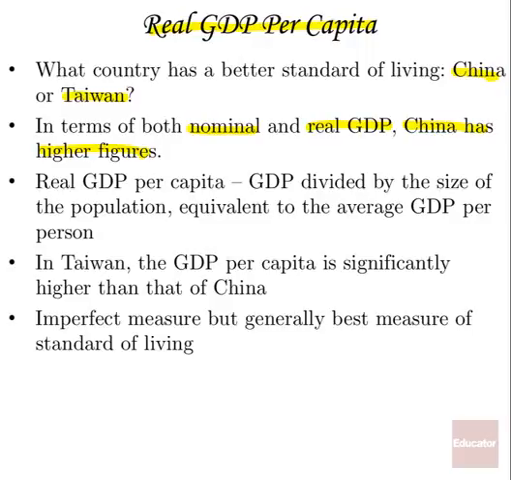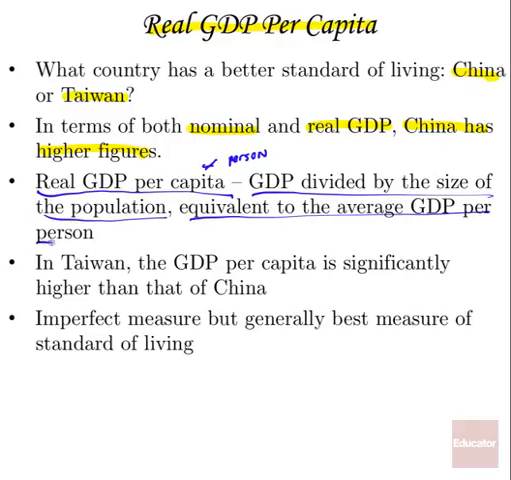However, that's not what we're looking for. We don't want to really care about real GDP or nominal GDP for that matter. We want to see real GDP per capita. So another way of saying per capita is per person. So we want to take the GDP divided by the size of the population, which is equivalent to the average GDP per person. So what do you get? Very simple look at that. Again, I don't have specific figures, but it's quite obvious. In Taiwan, the GDP per capita is significantly higher than that of China.